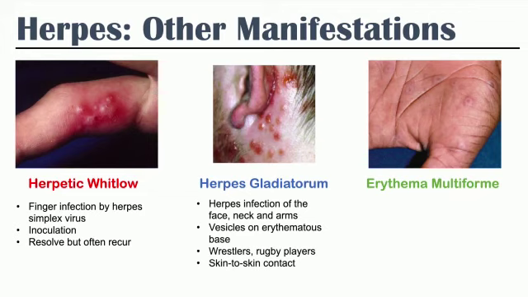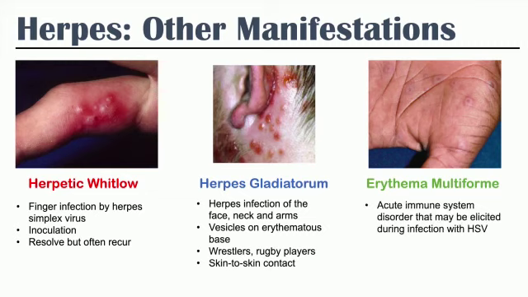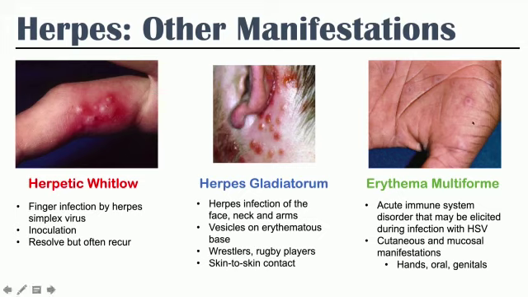And the last manifestation I want to just discuss quickly is erythema multiforme. Erythema multiforme is basically an acute immune system disorder that may be elicited during infection with herpes simplex virus. So if you're infected on your lip, you might get these odd skin manifestations or mucosal manifestations on certain parts of your body. Some of these can cause these manifestations on your hands, in your oral mucosa, or even your genitals. So you may get this odd cutaneous manifestation here, like in this picture, and that's actually erythema multiforme.